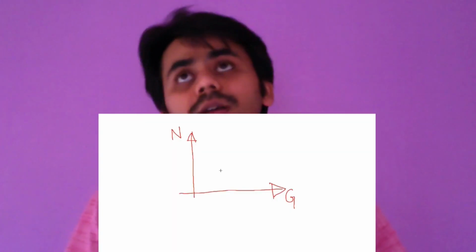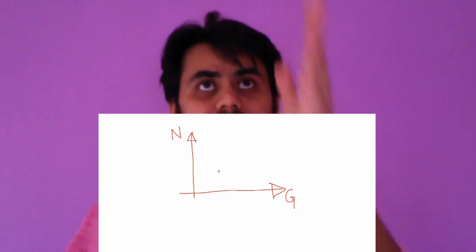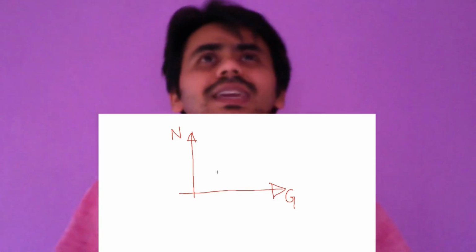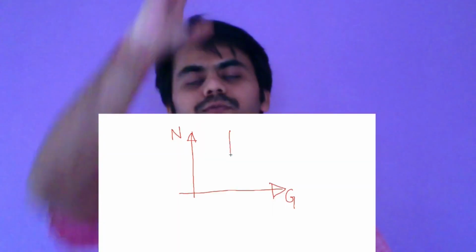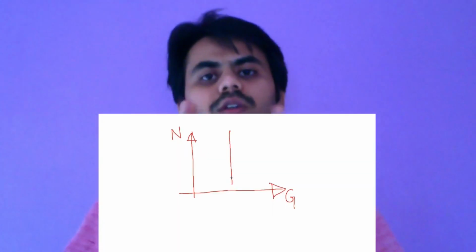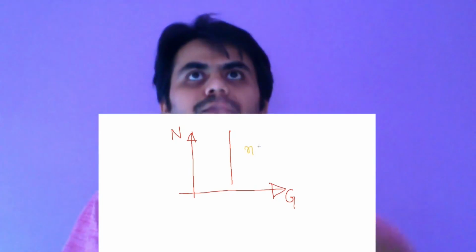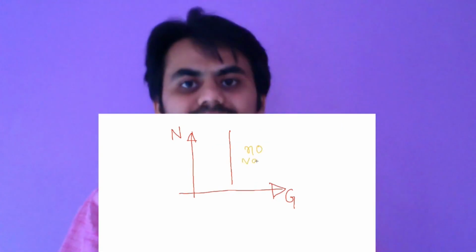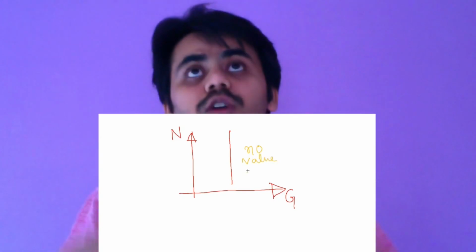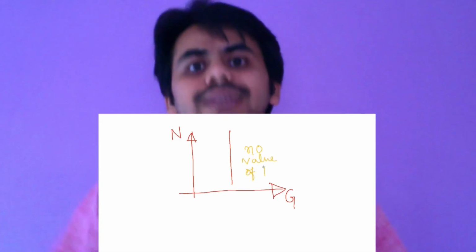Now let's move to a different case, where we have a neutral on the y-axis and a good on the x-axis. In that scenario, no matter what the quantity of your neutral is, you will have the same utility. So it's pretty obvious that our indifference curve will be a vertical line. No matter what the y-axis value is, I have the same utility. That's the idea of a neutral on the y-axis and a good on the x-axis.